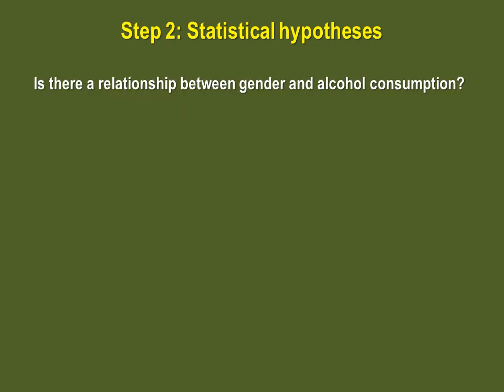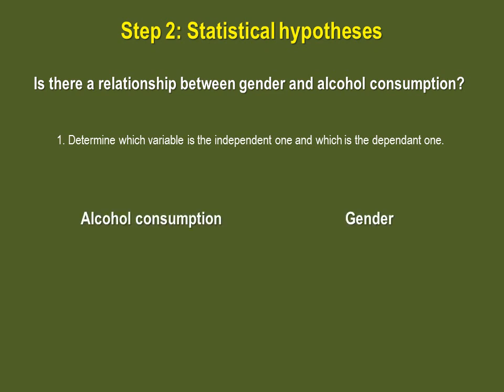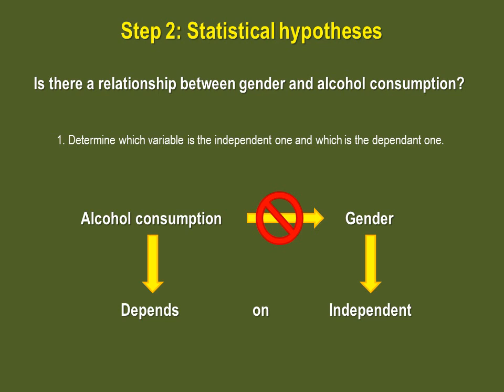Again, you must state both the null and the alternative hypothesis. But before you state your hypotheses, you must first determine which variable is the independent one and which is the dependent variable. So here we have gender and alcohol consumption. I think we can safely say that the consumption of alcohol does not influence an individual's gender. So alcohol consumption depends on the gender. So gender is the independent variable and alcohol consumption is the dependent variable.